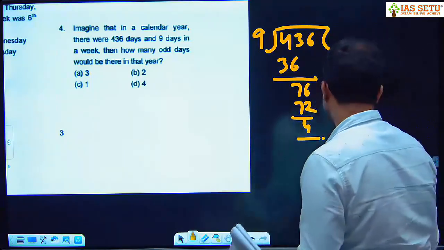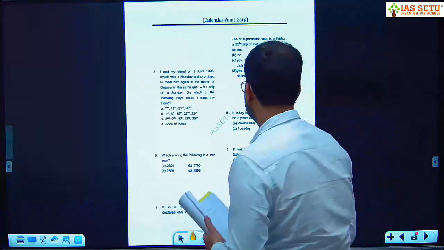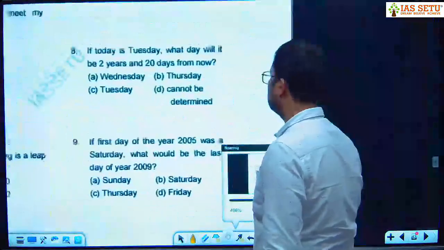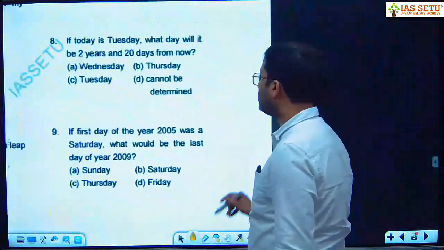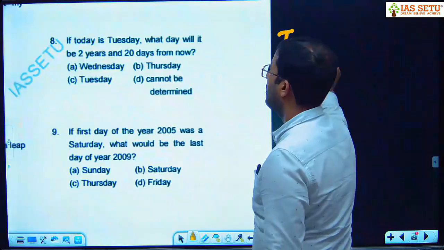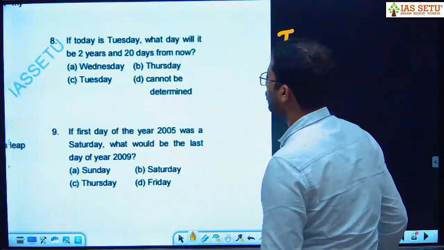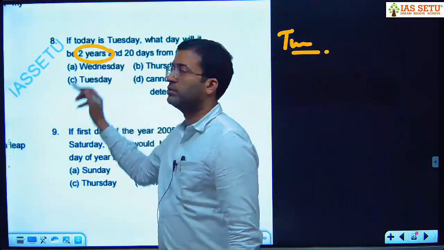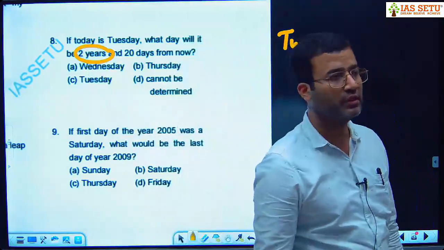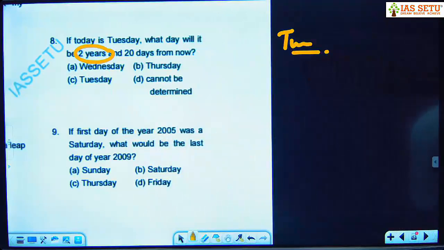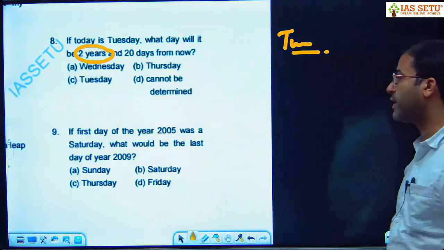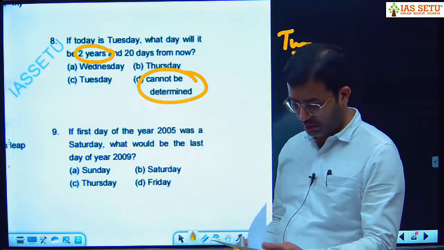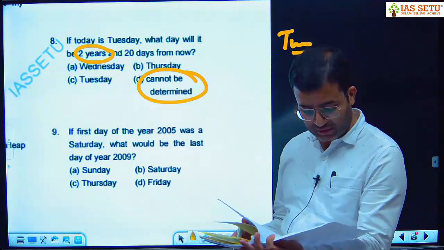Question number 8. If today is Tuesday, what day will be 2 years and 20 days from now? But we don't know whether these 2 years are normal years, or 1 normal year and 1 leap year. Since the years are not mentioned, the answer is cannot be determined.